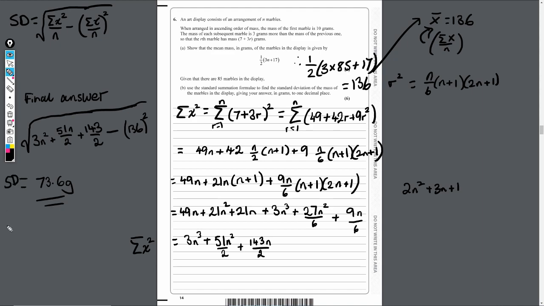So there's quite a lot of little things to watch out for on that question, a few little tricky parts, but overall it's just a standard summation formula question. We split the series up into separate parts. Okay, so there we go, that's question 6 fully complete.